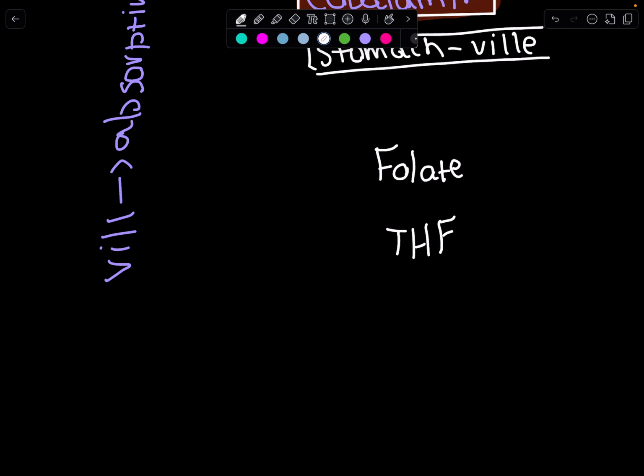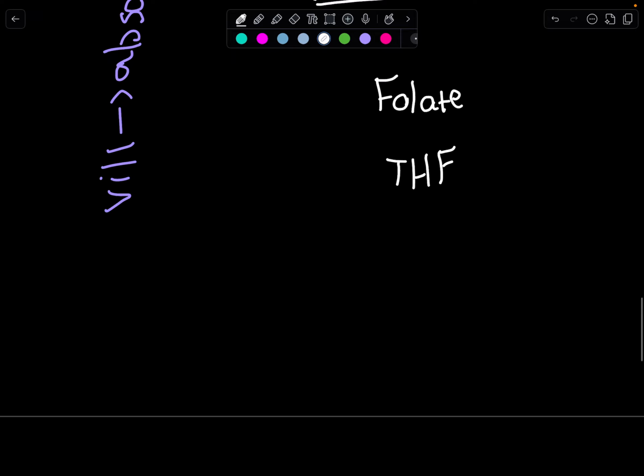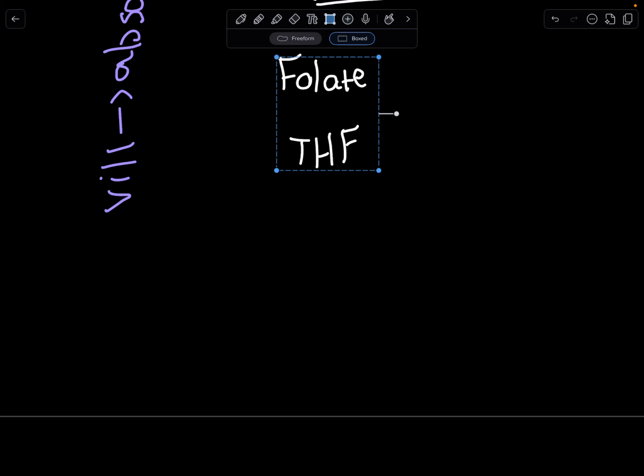5-MTHF, 5-methyl tetrahydrofolate, is the active form in blood, donating methyl groups for DNA and homocysteine metabolism. 5,10-MTHF, 5,10-methylene tetrahydrofolate, is an intermediate that helps make DNA building blocks, e.g. thymine. Absorption: dietary folate from grains is converted to THF in enterocytes, then to 5-MTHF for blood transport.